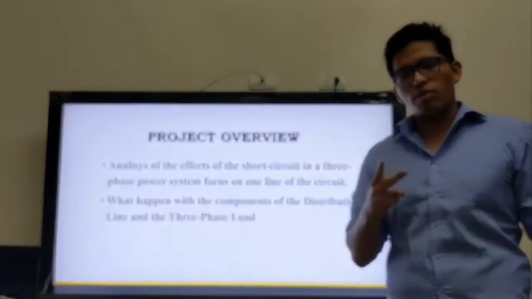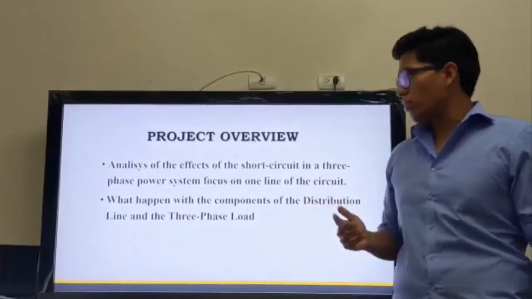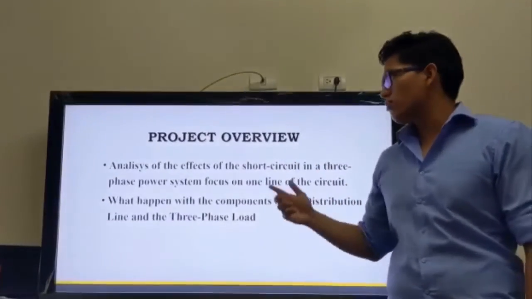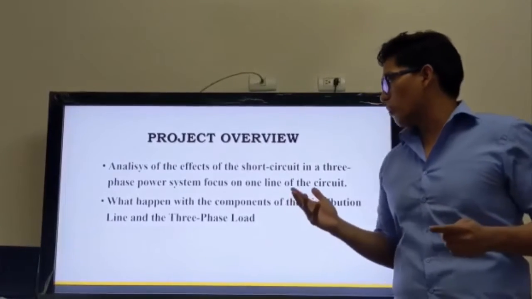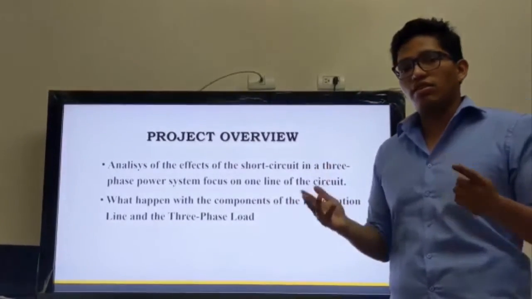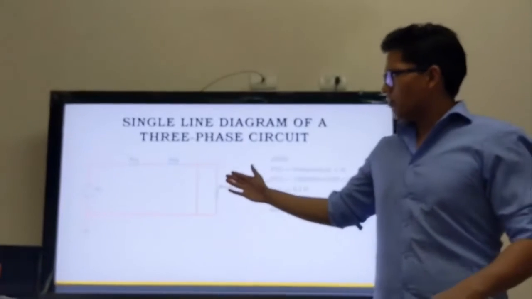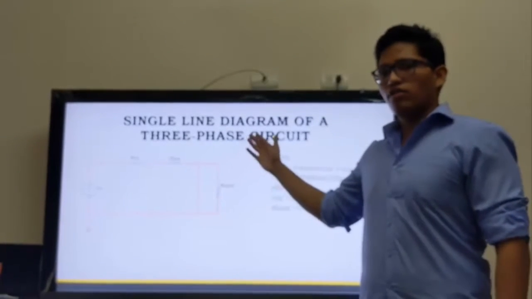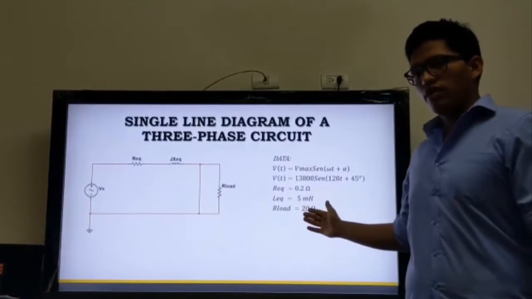We have two project overviews. The first one is the analysis of the effects of the short circuit in a three-phase power system focused on one line of the circuit, and what happened with the components of the distribution line at the three-phase load. We have the single line diagram of the three-phase system. With the data, we have to take notice.